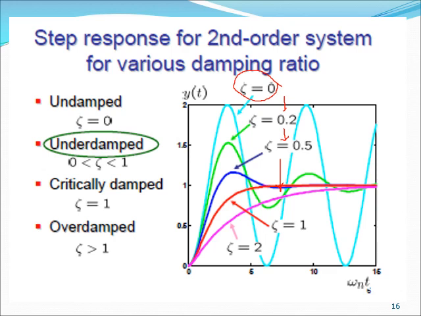Further increase in zeta will come here and this is the overdamped case. Here the poles are not equal, they are unequal, but they are real now. So when the poles are real, there is no oscillation. When poles are either complex conjugate or imaginary, then we have frequencies, then we have some oscillations.